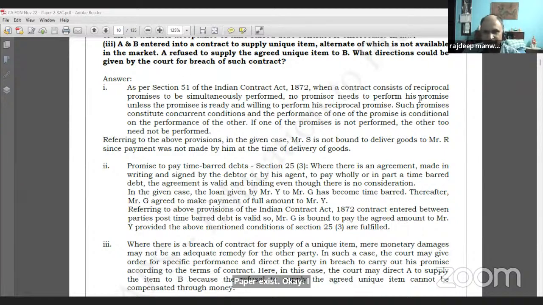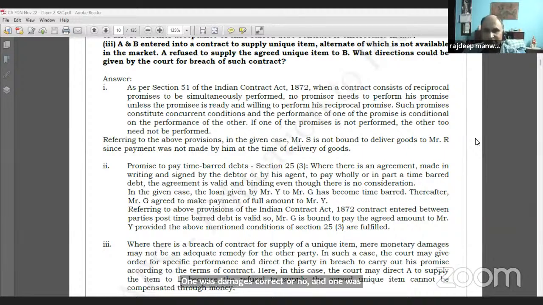A and B entered into a contract to supply a unique item, an alternate of which is not available in the market. A refused to supply the agreed unique item to B. What directions could be given by the court for breach of such a contract? Remember now the remedies for breach of contract. What were they? One was damages, correct or no? And one was suit for specific performance.